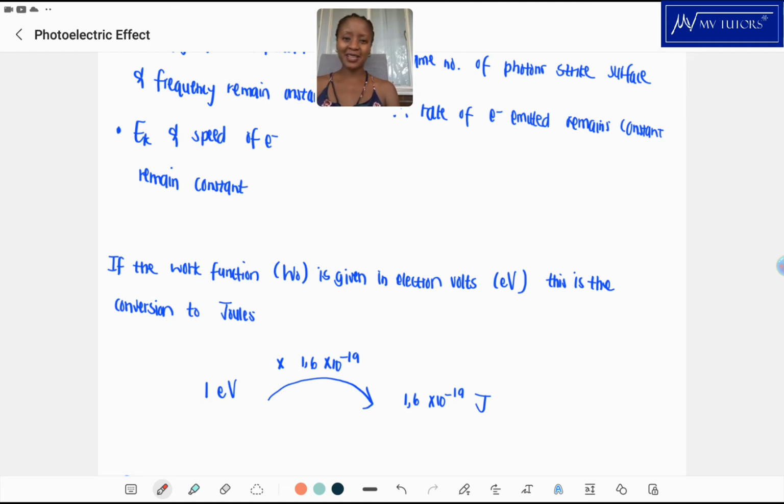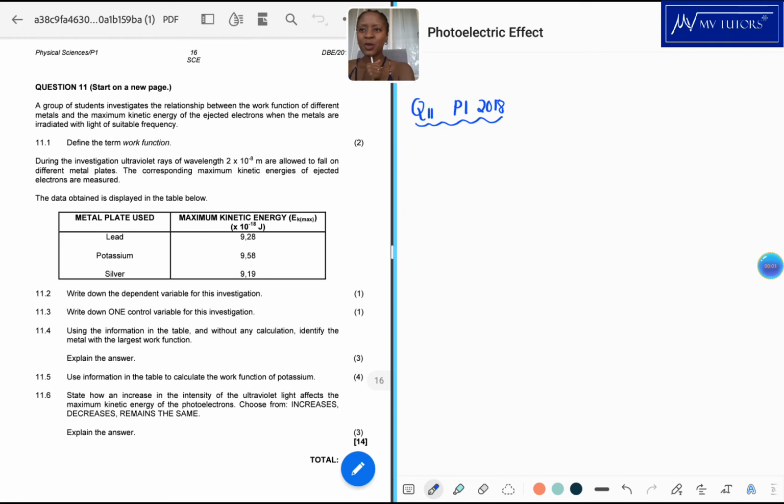Okay, so now we're going to have a look at an exam question to see how they actually examine you on these types of questions. Alrighty, so I got a question from the 2018 paper, question 11. Let's get to it. So it says, a group of students investigates the relationship between the work function of different metals and the maximum kinetic energy of the ejected electrons when the metals are irradiated with light of suitable frequency. Okay, so 11.1, define the term work function.